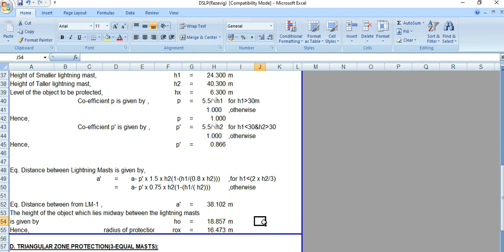In the next video I will discuss the triangular formation, that means three lightning masts with equal distance.